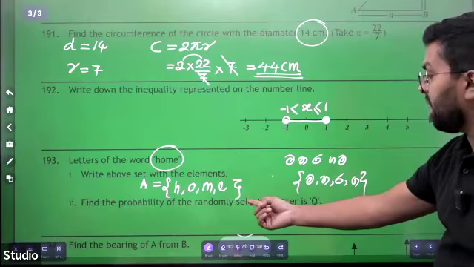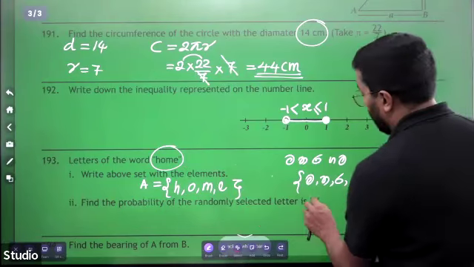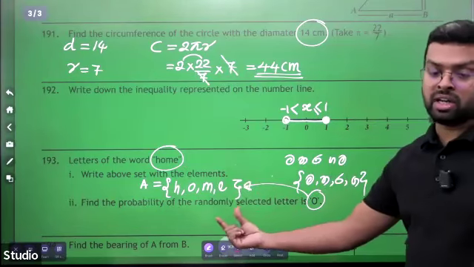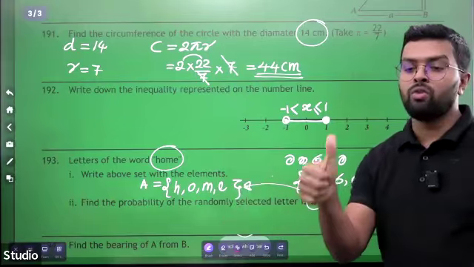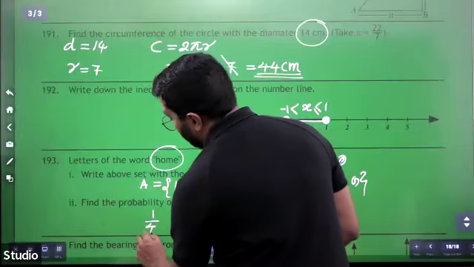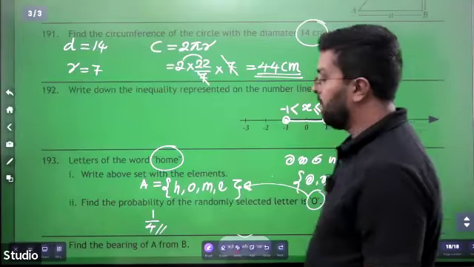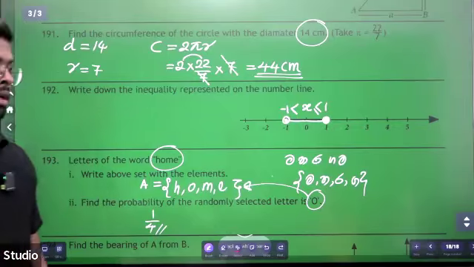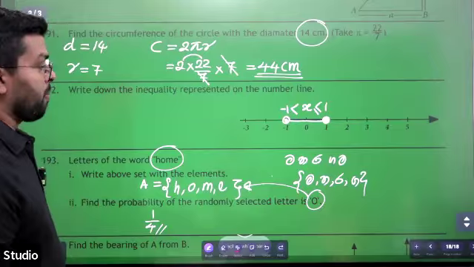Find the probability of a randomly selected letter being O out of this. So how many total elements are there? 4. We have one O letter. So the probability is 1 over 4.